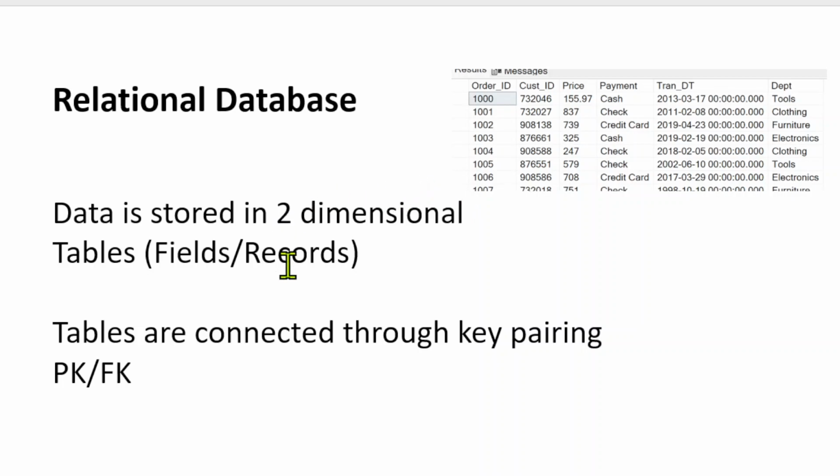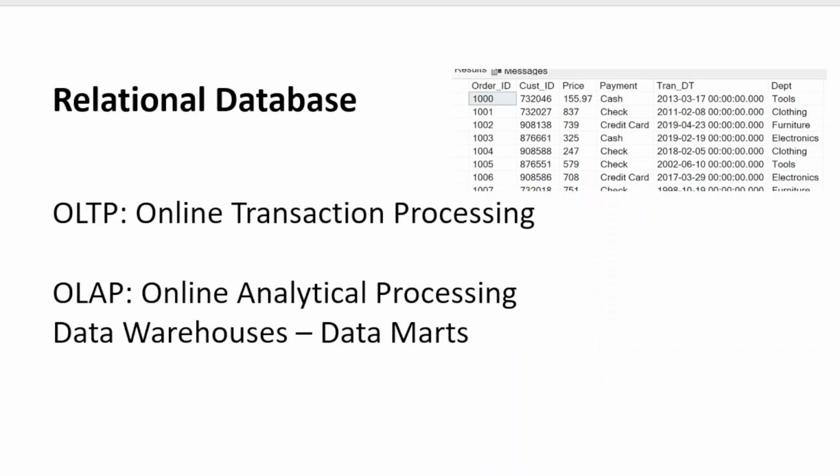The tables are connected through a key pairing of the primary key and the foreign key, and that's the relationships in relational databases. So when you're trying to join two tables together, you're joining off your keys, your primary and your foreign keys. There are two main types of relational databases.